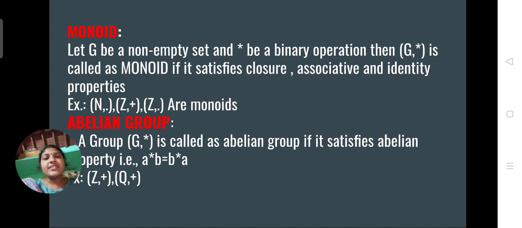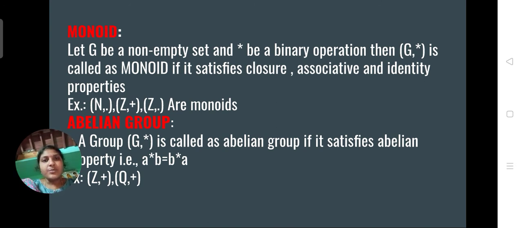And next, the difference between groupoid, semigroup and monoid is: groupoid means if any set satisfies the closure property only. Next, semigroup means if any set satisfies closure and associative. And next, monoid. Monoid means if any set satisfies closure, associative and identity, three properties, then that set is called a monoid. And next, abelian group.